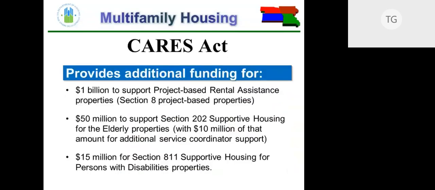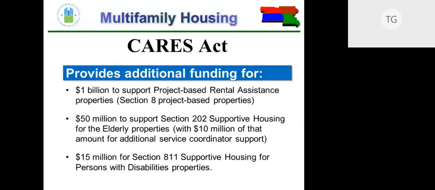The CARES Act provides additional funding: it's $1 billion in support for Section 8. And then they also provide $50 million in support for 202 supportive housing. Looking at the earlier chart, we talked about the 202 capital advance. That would be for those projects. The 202 direct loans are considered Section 8 properties, so they would be under the $1 billion.